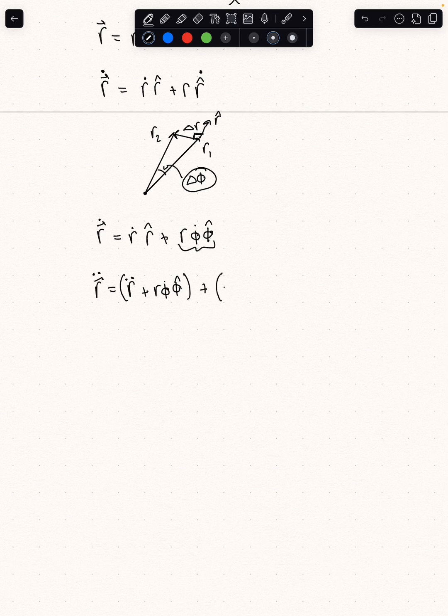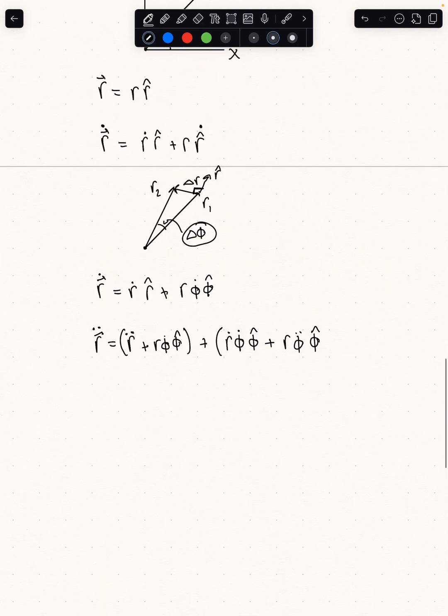And that time derivative of r is going to give us r dot. So we'll have r dot phi hat. And then the time derivative with respect to phi dot is going to give us r phi double dot phi hat. And then the derivative of phi hat can be seen in another picture.